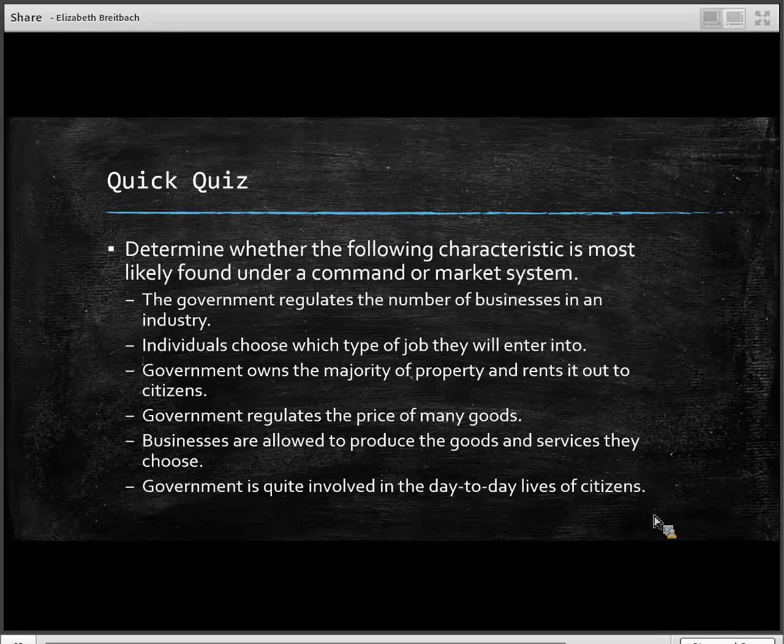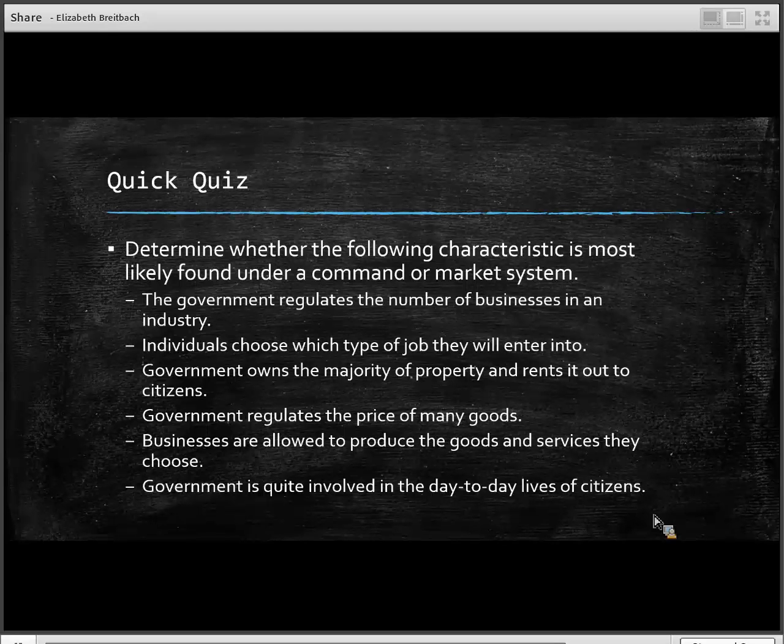Government is quite involved in the day-to-day lives of citizens. Command system. In our market system, the government is active but has a limited role. If we would say that our government is quite active in the day-to-day lives, that means we're in the command system.